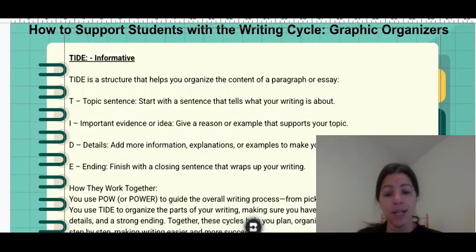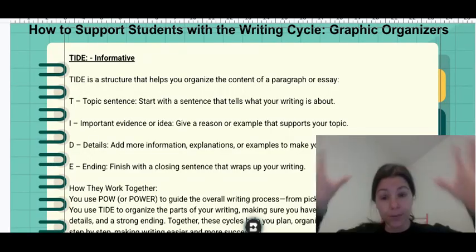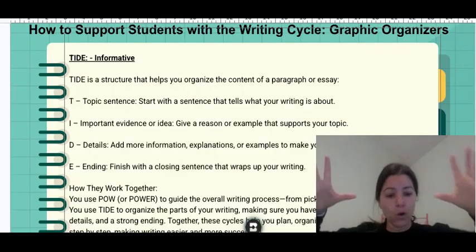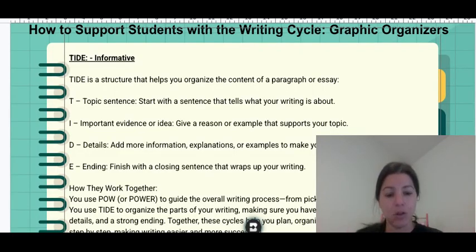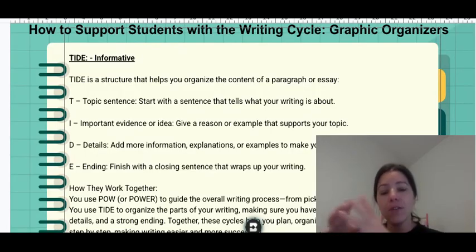And then your ending is you're finishing with your conclusion, your closing sentence, you're wrapping up your writing. So power helps us to understand that overall framework, right? That writing framework, it helps us to understand the cycle that writers move through. And then tide is what we use to organize our writing, right? It supports our students with making sure they have all the essential components of the text structure, right? It's supporting them with those macro structures.